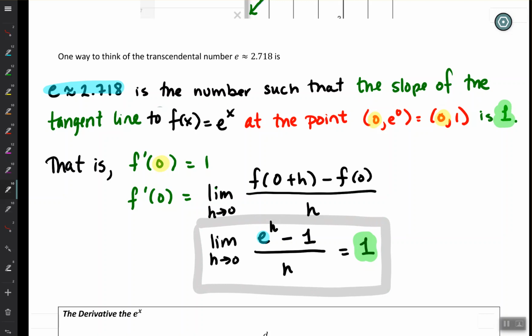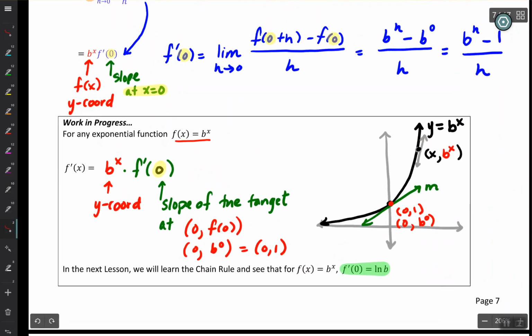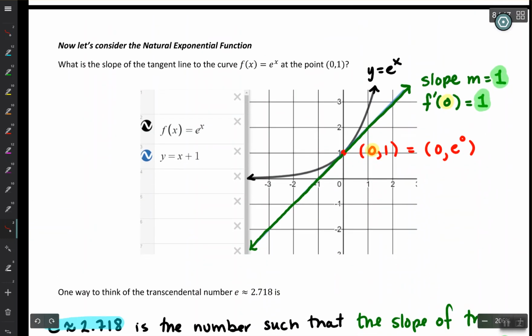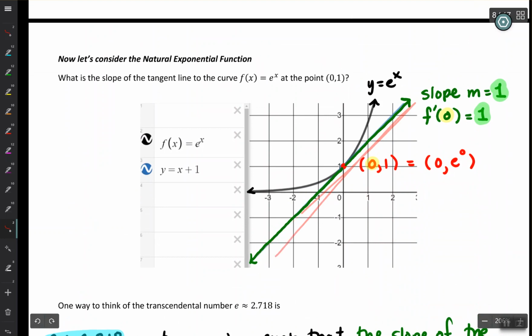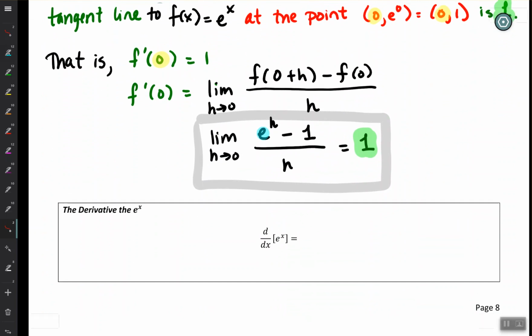One thing that is so special about the derivative of e to the x, if we come back to our exploration, our work in progress here, we found out that the derivative of any exponential function was the exponential function itself, the y-coordinate, times the slope at the point 0, 1. And for e to the x, the slope at the point 0, 1 is 1. So the derivative of e to the x is just so cool. It's its own derivative.